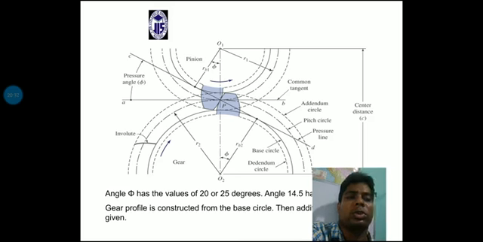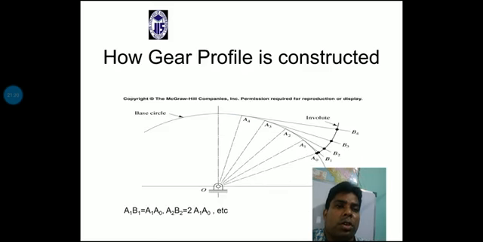Now, the next point is center distance. Center distance means the center to center distance of the two opposite side gears. If one gear diameter is d1 and another gear diameter is d2, the center distance will be (d1 plus d2) by 2, because center to center distance is the main fundamental point here.